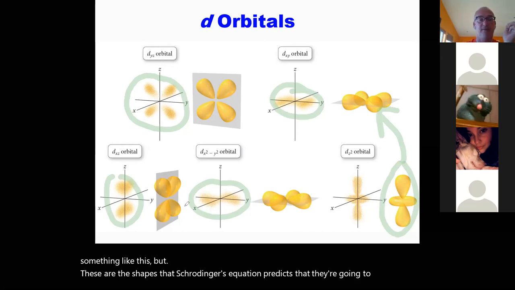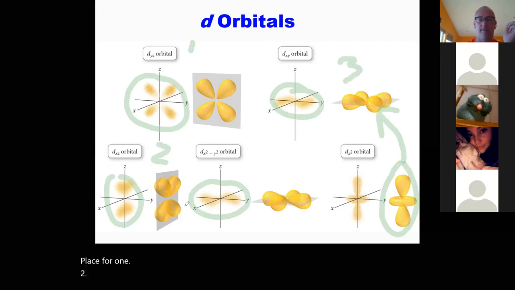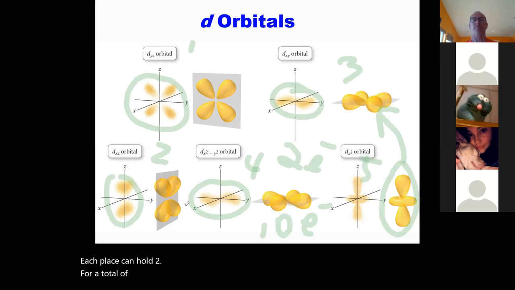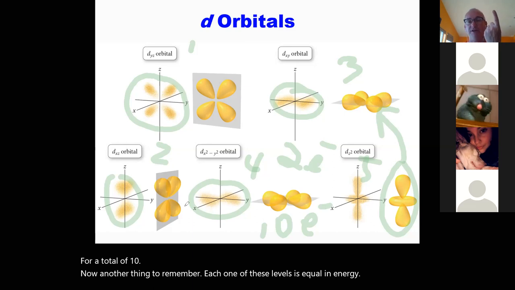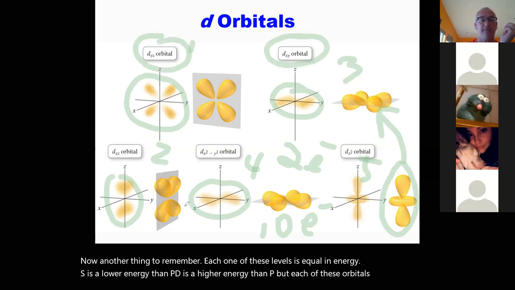So we have one, two, three, four, five places to put electrons. Each place can hold two for a total of 10. Now, another thing to remember, each one of these orbitals is equal in energy. So S is lower energy than P, and D is higher energy than P, but each of these D orbitals is exactly the same energy.